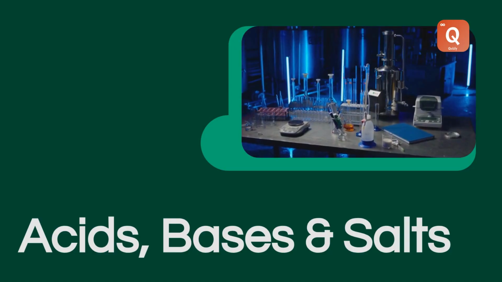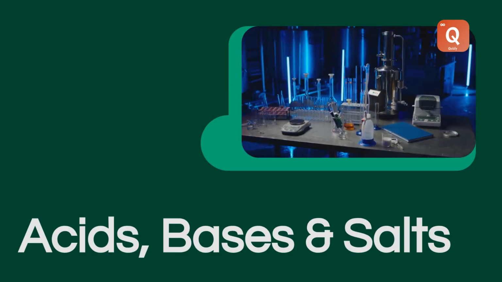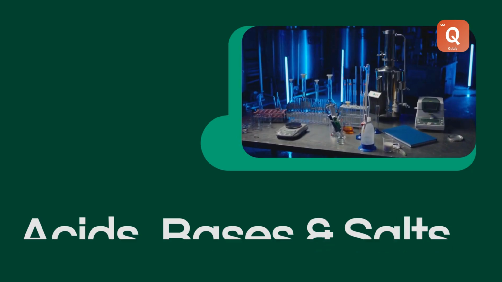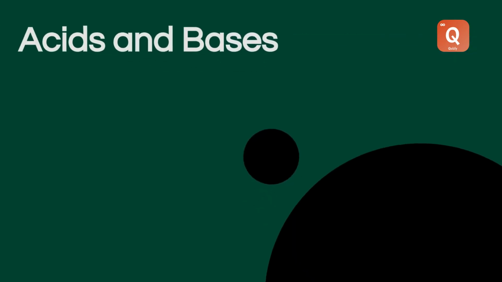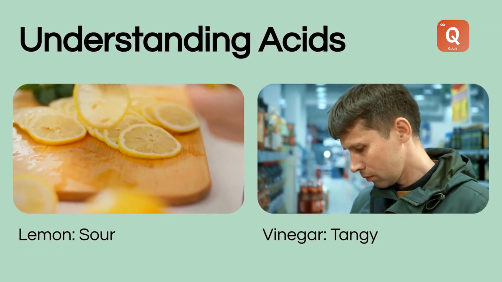Today we'll start with the basics: what acids and bases are, and how we can identify them safely using special substances called indicators. You encounter acids and bases in your daily life more often than you think. From the food you eat to the cleaning products you use, they are everywhere. Think about the taste of lemon, vinegar, or tamarind. What do they have in common?